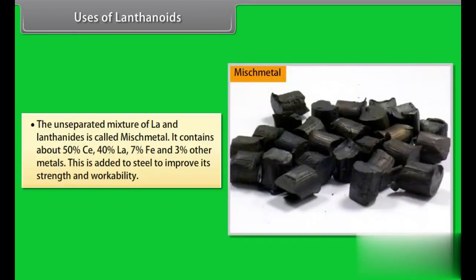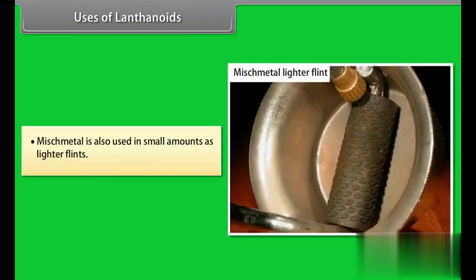Uses of lanthanoids. These metals are not much used. The important uses of lanthanoids are the following. The unseparated mixture of lanthanum and lanthanides is called mischmetal. It contains about 50% cerium, 40% lanthanum, 7% iron, and 3% other metals. This is added to steel to improve its strength and workability. Mischmetal is also used in small amounts as lighter flints.